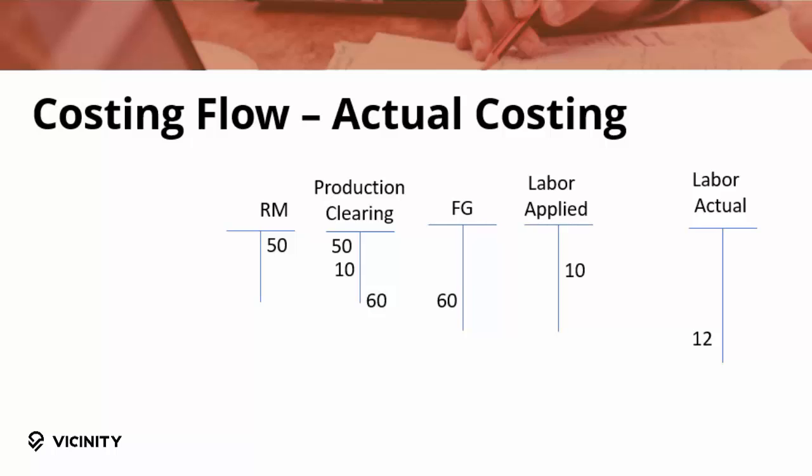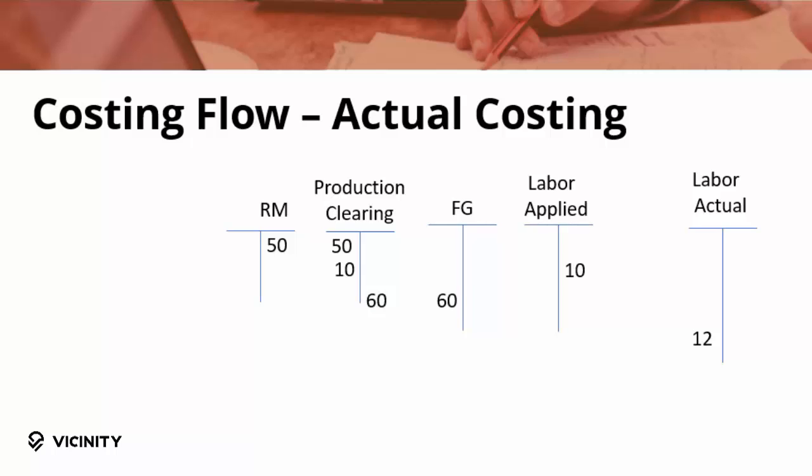The contra account on this transaction is the production clearing account. That is actually defined by Vicinity on facility setup. So each facility has got a production clearing account. It can share production clearing accounts with other facilities if you want. You're going to find that that balance should be a zero balance at the end of a batch.